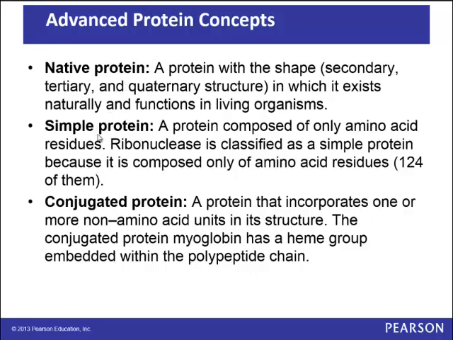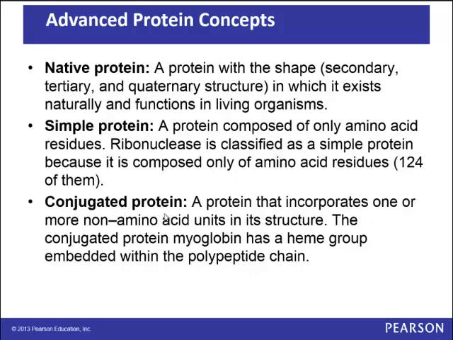A simple protein then is a protein that's composed only of our amino acid residues. Ribonuclease, that we've talked about now a few times, as our globular protein, as the protein that breaks down RNA, and we looked at the denaturation experiment with the ribonuclease enzyme. This is classified as a simple protein because it's composed only of amino acid residues. Some proteins then, in comparison to being simple, can be conjugated proteins.